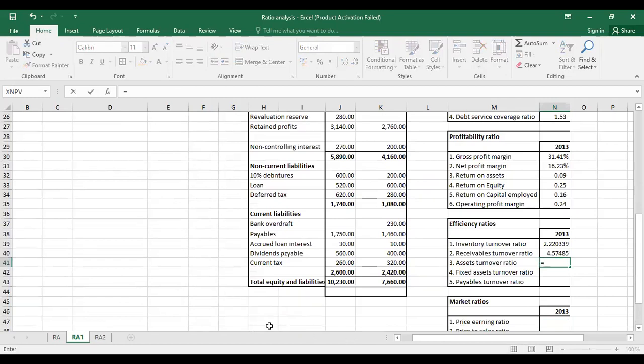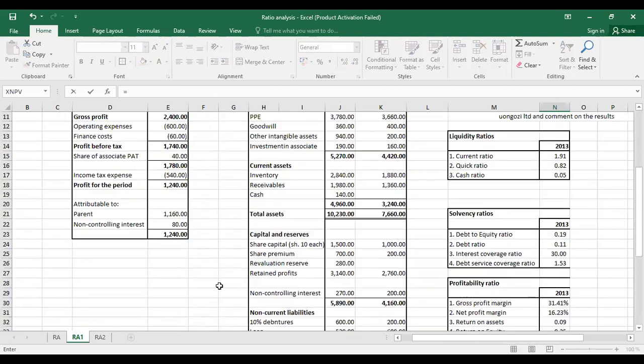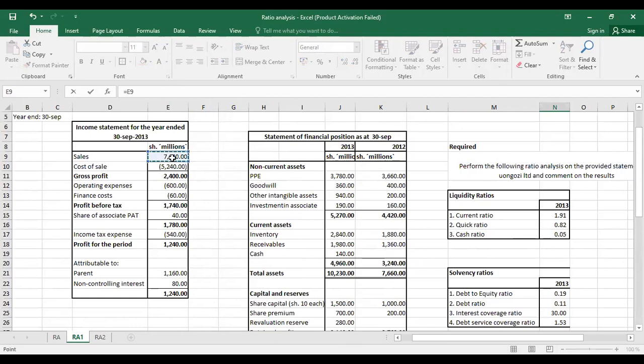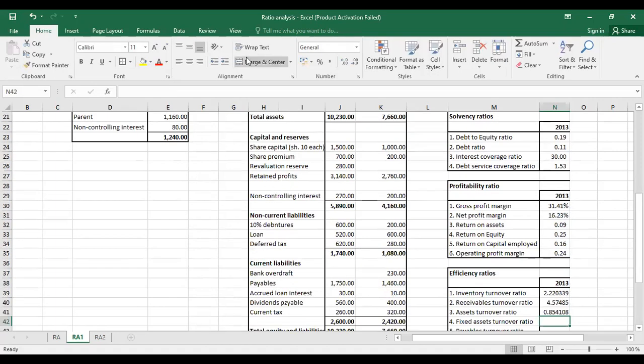Assets turnover, the same thing. The sales over, I open my bracket, so the total assets, this one plus this one. I close the first, divide by 2, I close the second bracket. Yes, I think everyone has got the file. Okay, let me just check the drive.